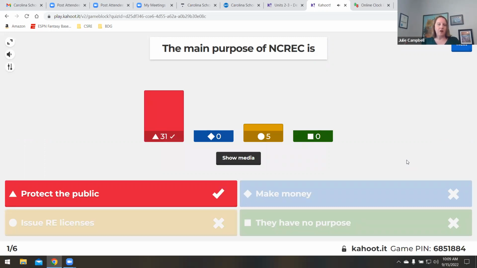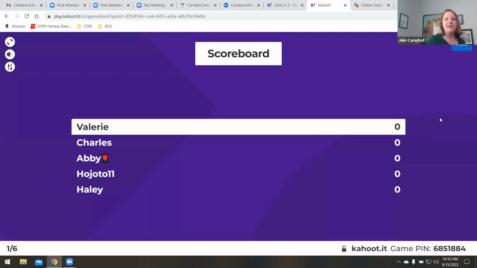So good job. The main purpose of the commission is to protect the public. Yes, they do issue you your license. They do regulate your license. But why do they issue and regulate your license? To protect the public. That is their number one purpose. Thank you, everybody, for not saying the green one. They do have a really good purpose, and that is to protect the public. That's how you Kahoot. Was that fun? Oh, yeah. After each question, it gives us a ranking or scoreboard, it calls it. So it tells us who got it.